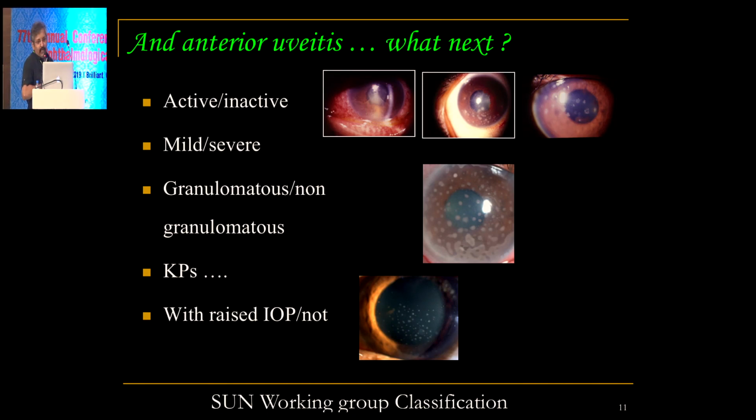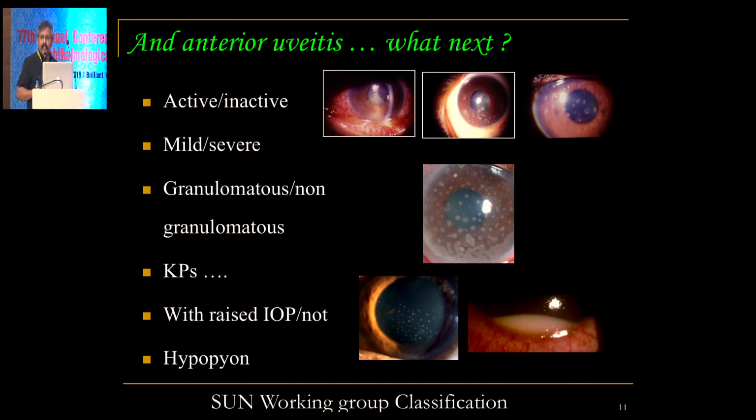You need to know the grading of uveitis, then granulomatous and non-granulomatous, type of KPs, whether fine, stellate, scattered, medium-sized, mutton fat, and whether it's associated with raised IOP or not, and most importantly, hypopyon.